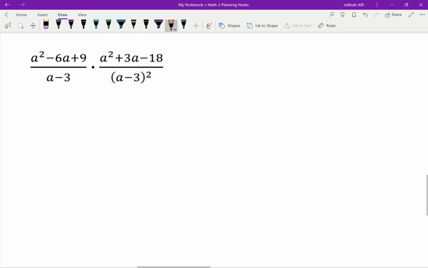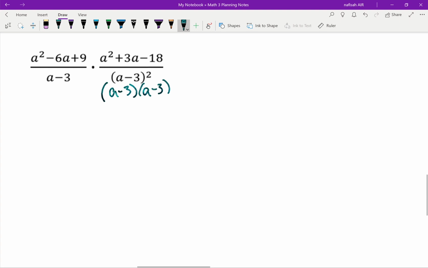Okay, so now I'm going to look to see if I have any difference of squares. I don't have any difference of squares. I do have a square here though. So I have a parentheses squared. So that really means I have an a minus 3 times a minus 3.